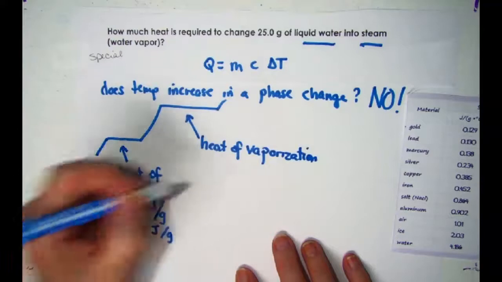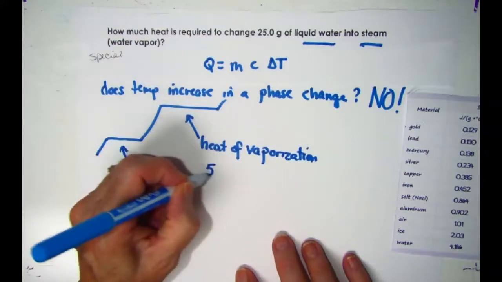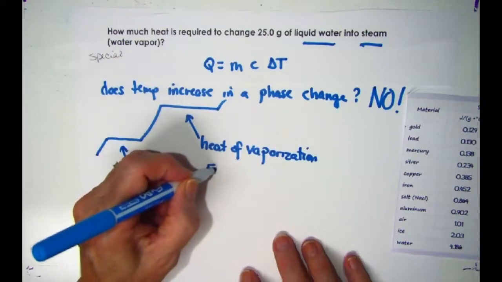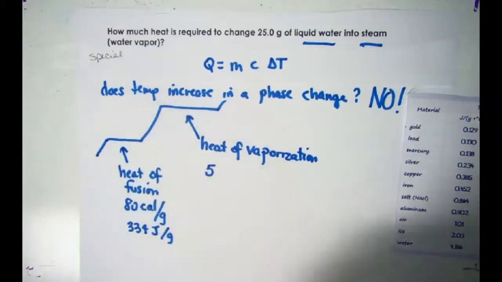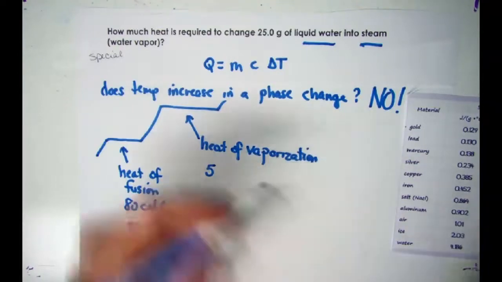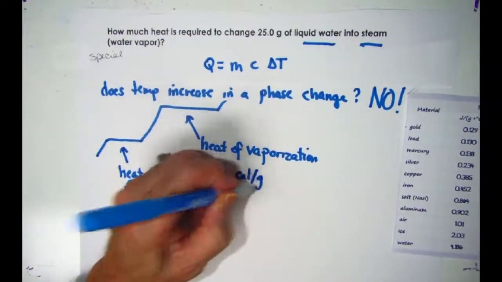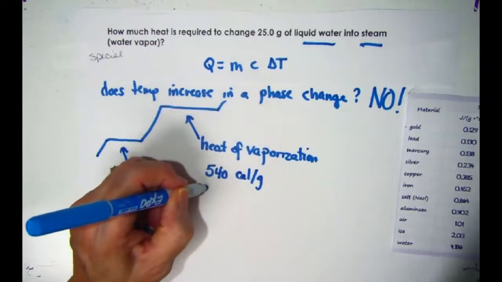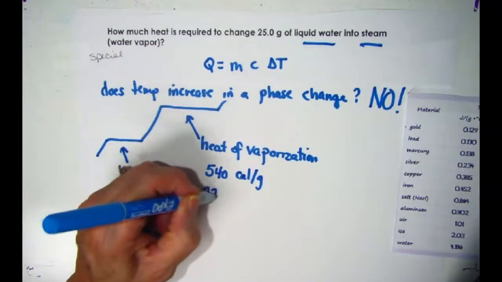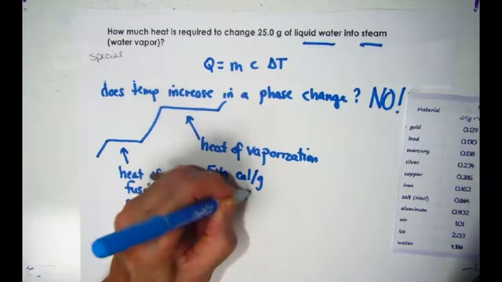is 540, I believe it is. Hang on. 2260 divided by 4.186. 540, I was right. 540 calories per gram. Or in joules, 2260 joules per gram.